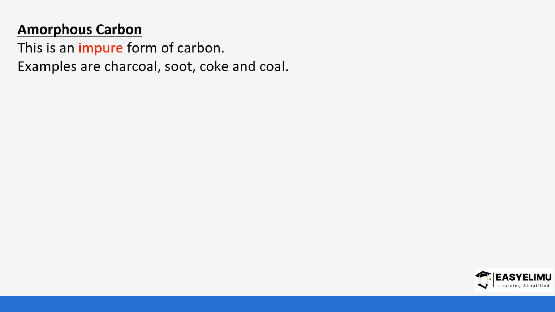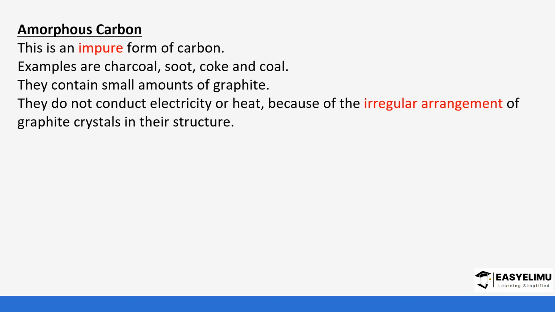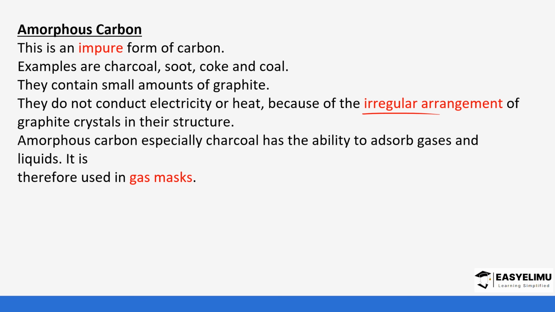So we go to the amorphous forms of carbon. These are the impure forms of carbon, and examples are charcoal, soot, coal and coke. They usually contain a small amount of graphite, but they do not conduct electricity regardless. This is because the graphite crystals are usually arranged in an irregular manner. So you can't say they should conduct electricity just because graphite conducts electricity. No. Because of the way they are irregularly arranged, they are not able to conduct electricity.